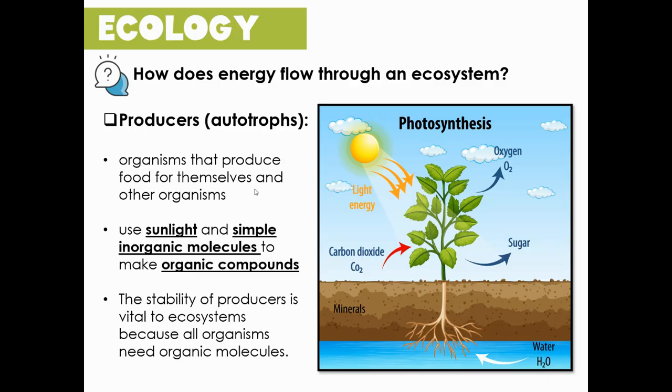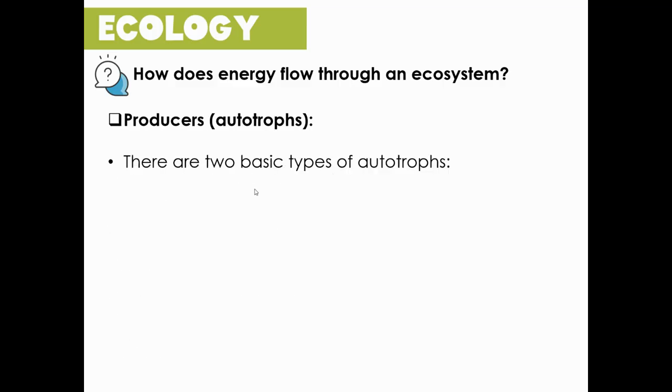The stability of producers is vital to ecosystems because all organisms need organic molecules. This is the way that consumers get the phosphorus they need, the carbon that they need, the nitrogen that they need, all of those important bionutrients. And so producers are so important to an ecosystem.